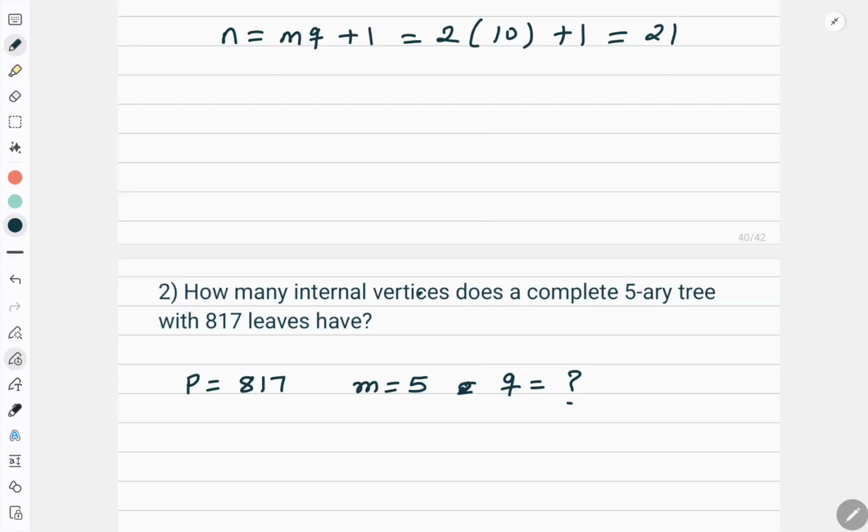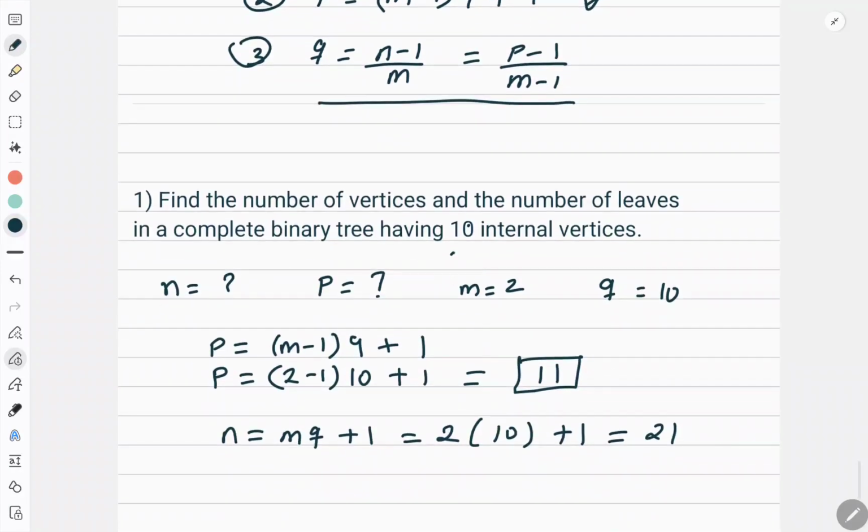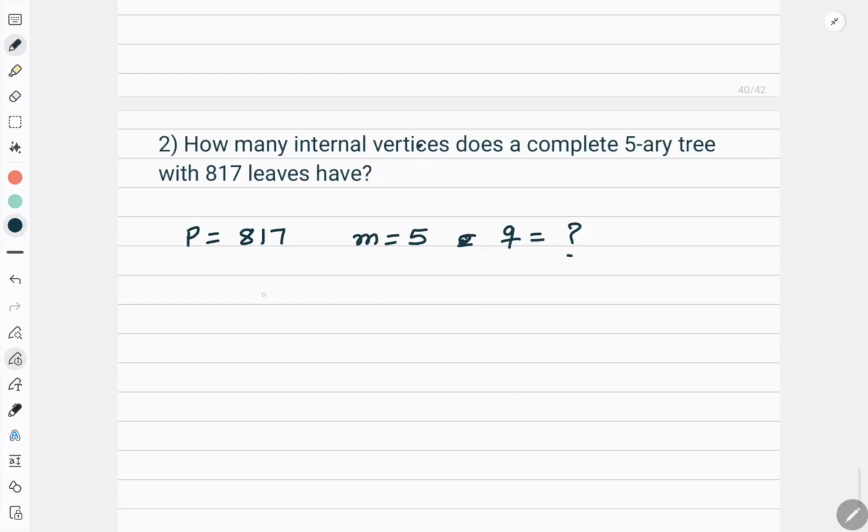Right? So now what is the relation? Go back to the relation, search the relation. Look at this one. So easily it is giving. Right? So now I have Q is equal to this one because N I don't have. So this one is useful. Q is equal to (P minus 1) upon (M minus 1). So P minus 1 will be 816. M minus 1 will be 4, which gives 204, which is my answer.